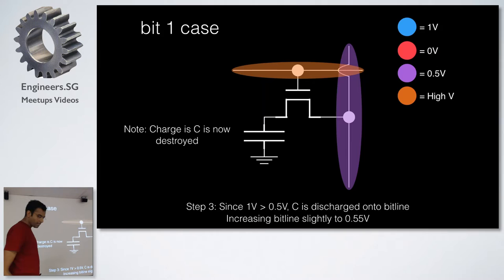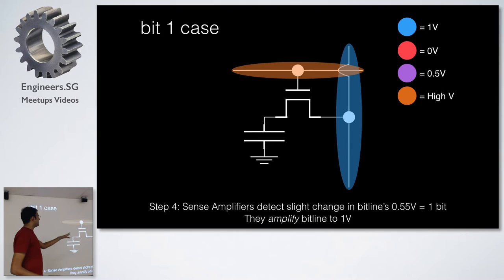There's a thing called a sense amplifier. Basically, what that is, it detects the fact that that line there changed from 0.5 to 0.55. It amplifies that change so that that line now becomes 1. The reason why we amplify that back to 1 is that when we read something, we don't want to destroy our data. We want to load that back into the capacitor.